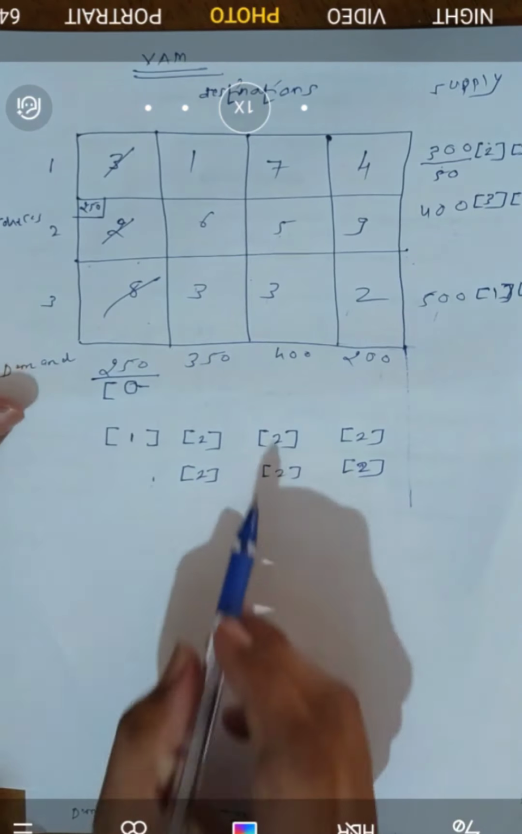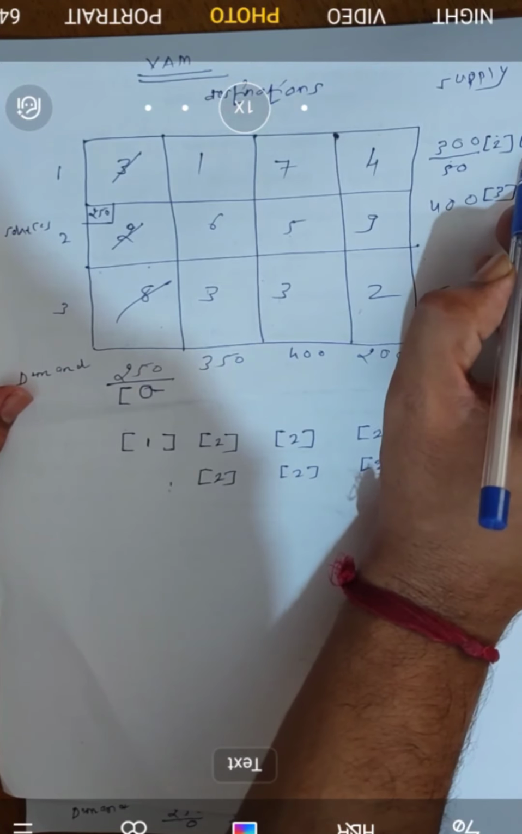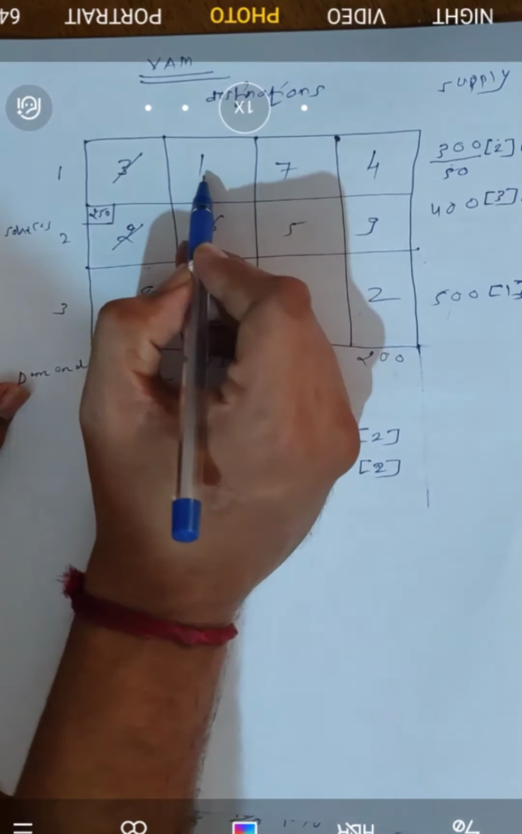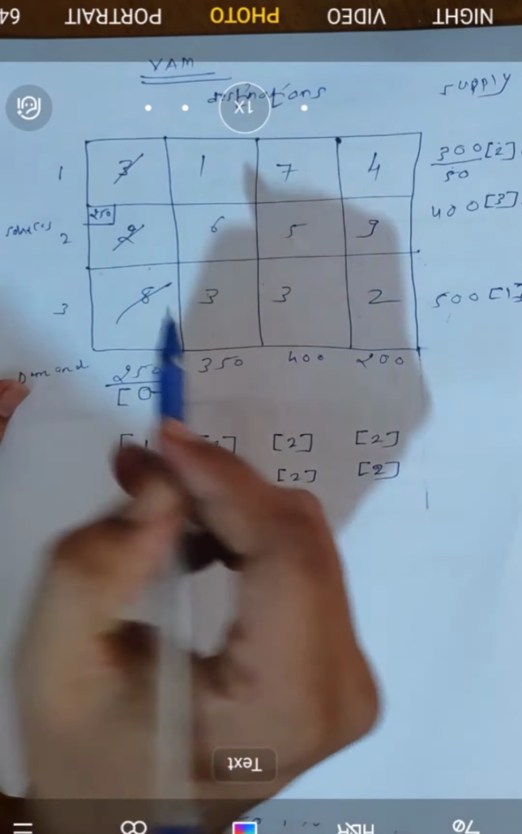So now out of these penalties, which one is largest? 3 is the largest, means what? I have to make allocation in first row. In first row the least element is which one? 1 is the least element. So that's why I have to make allocation here.